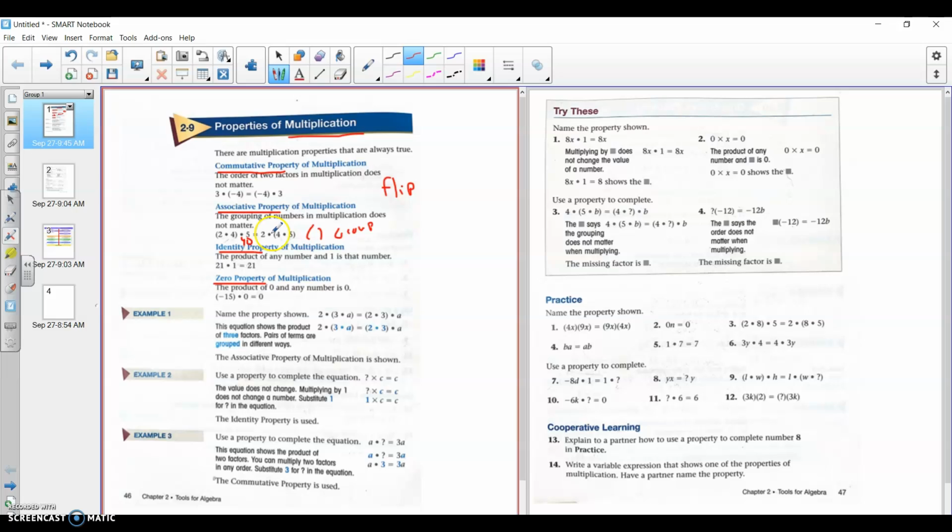And 20 times 2 still gives me 40. So there you go. That does work, and it's the associative property of multiplication. The identity property of multiplication.